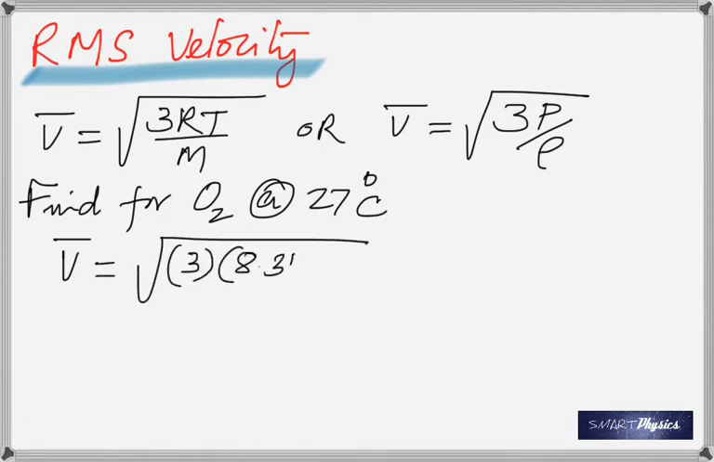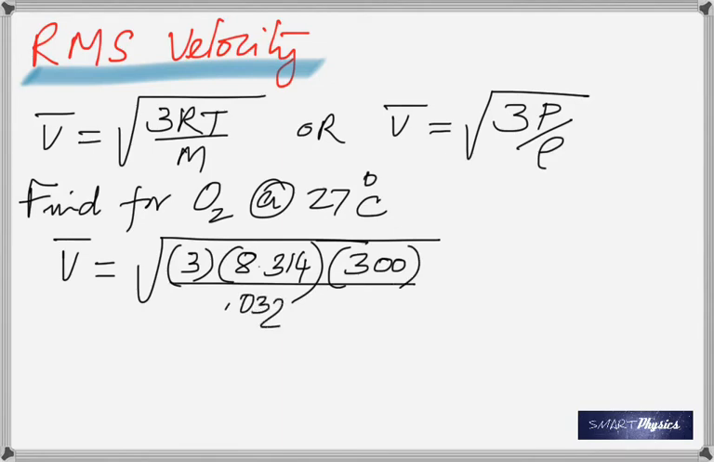If you're using Avogadro number, then you're not using universal gas constant. You're using Boltzmann's constant. So you will get this, and the answer is 483.6 meter per second. Anybody got that? Yes. Okay. 483.6 meter per second. And you notice that it's really fast.